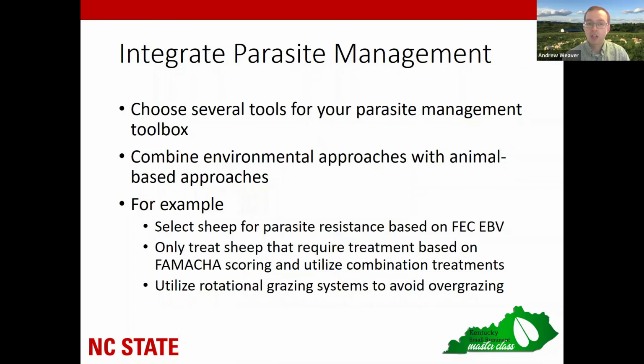We can then utilize rotational grazing systems and avoid overgrazing to minimize the exposure of our animals to infective larvae. This is just one example of a potential system that could be established. There are many ways that you could approach this, and you could combine any number of these different strategies to develop an integrated parasite management plan. The key is planning ahead, developing a plan, and having those approaches in place so that you can minimize the level of infection and minimize the risk of your sheep becoming severely infected with parasites.